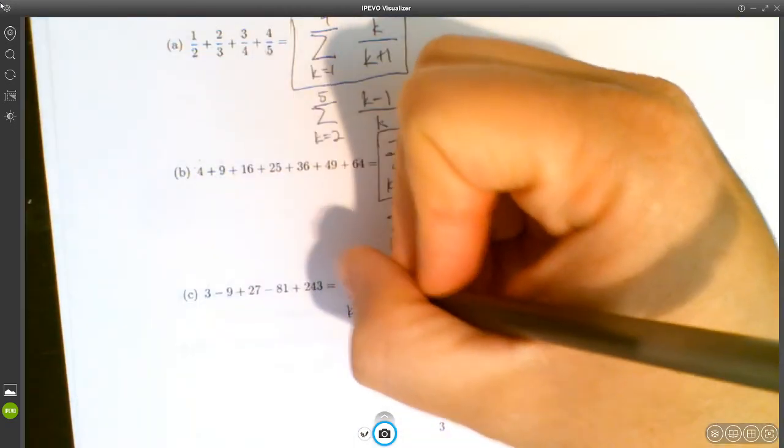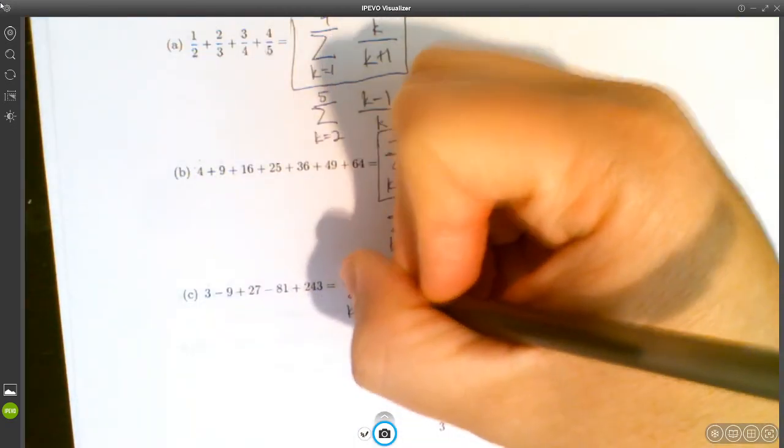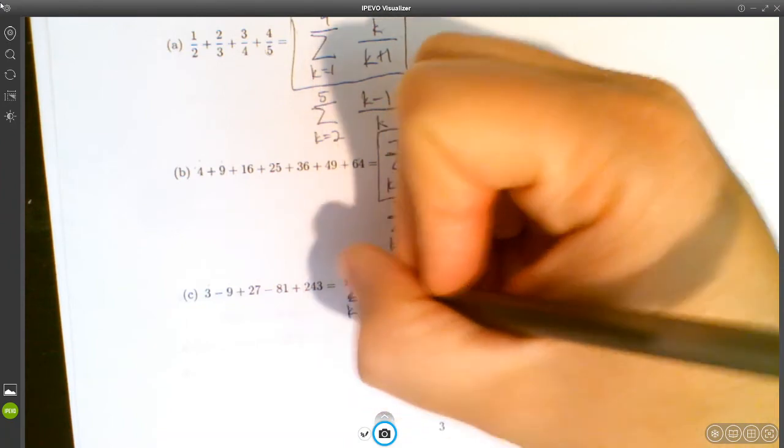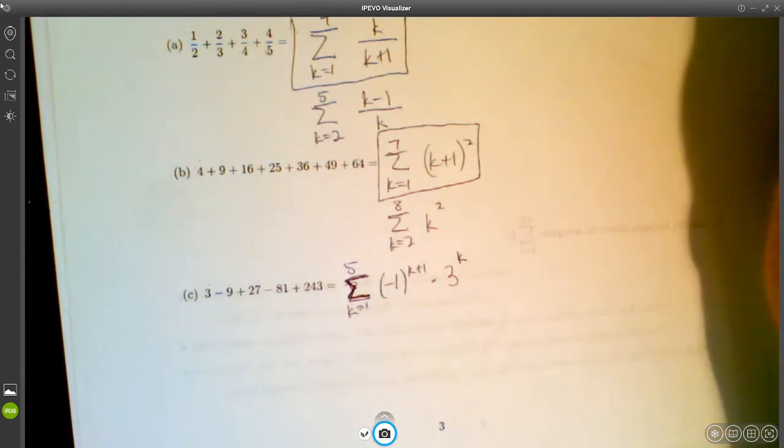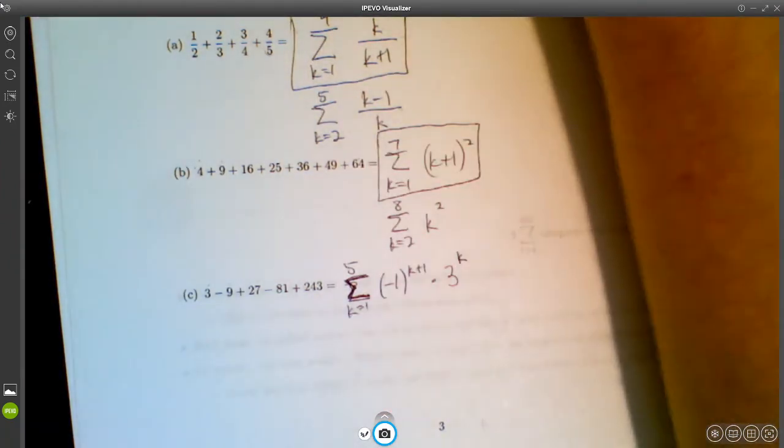So that should be a sigma. I'm sometimes very sloppy with the way that I write my sigmas, in case you couldn't tell, but there you go. It should be a sigma. Okay, so that's how summation notation works.